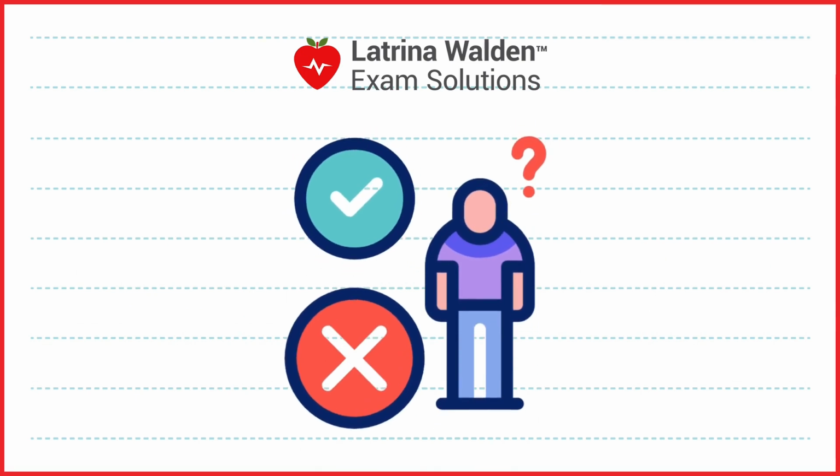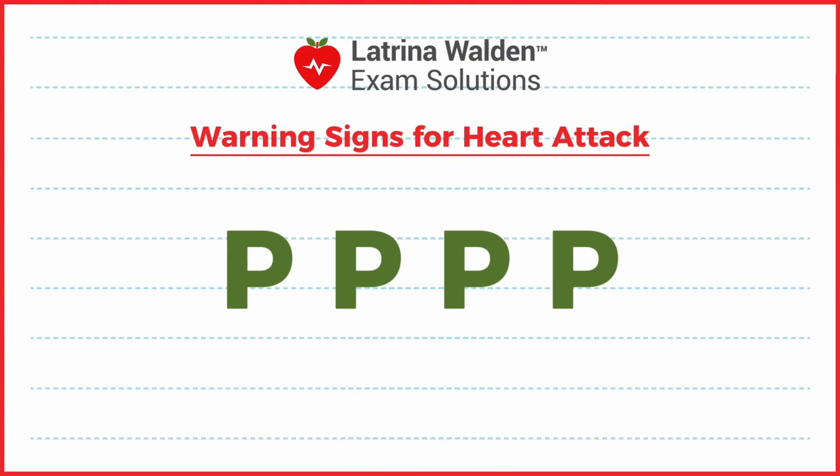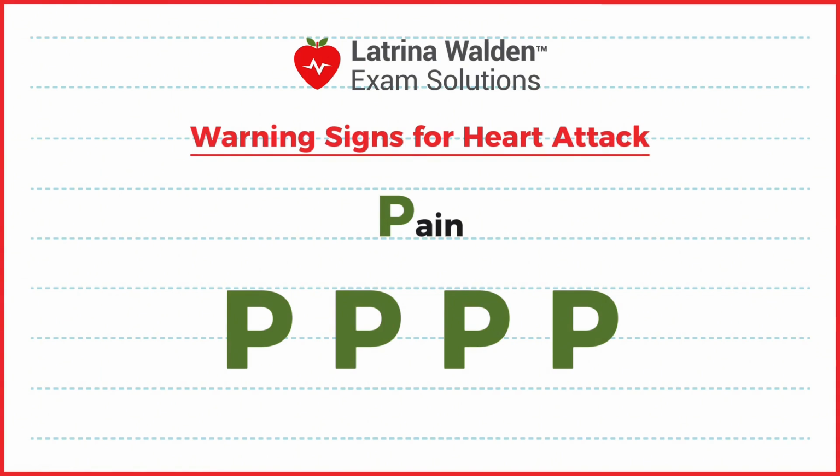Sixth, a heart attack isn't always obvious, but the 4 Ps can help you recognize the warning signs before it's too late. Pain. Continuous chest pain that may spread to the jaw, neck, or arms, that's a major red flag.